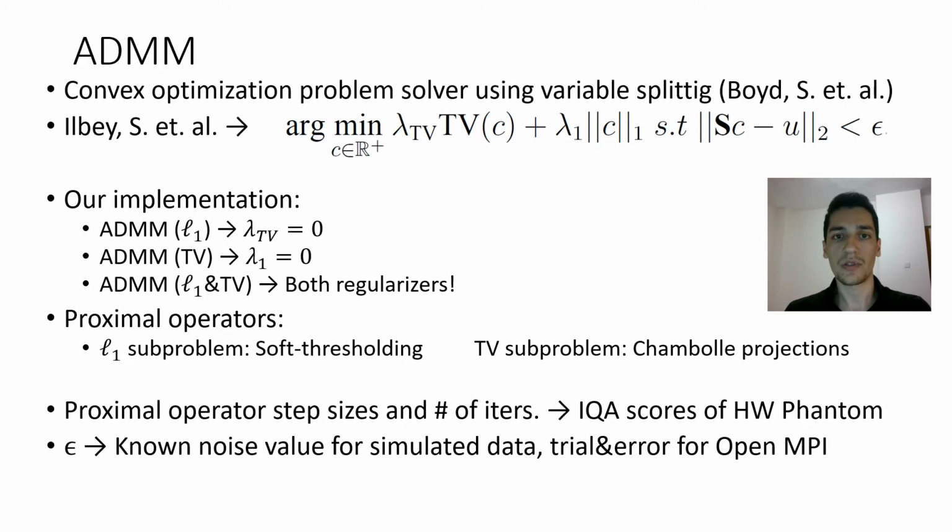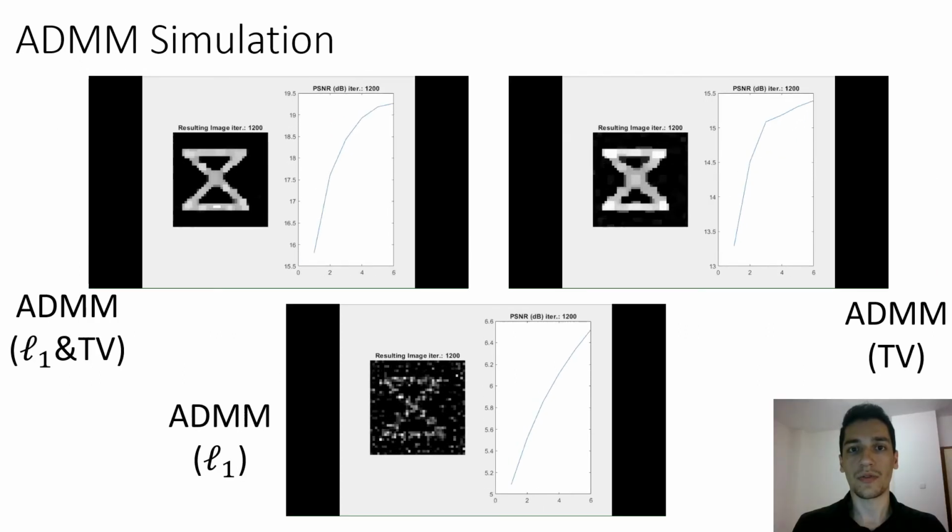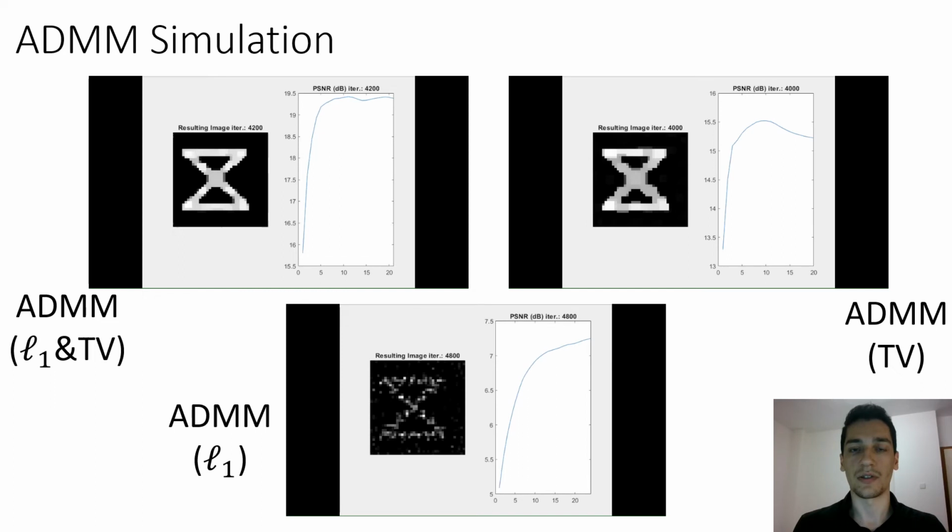We selected proximal operator step sizes and number of iterations by looking at the PSNR and SSIM scores of the homework phantom. The epsilon value is found by using the additional noise level for simulated data and by trial and error for open MPI data. Here, you can see animations of ADMM L1 and TV, ADMM TV, and ADMM L1 iterations within a sample reconstruction.